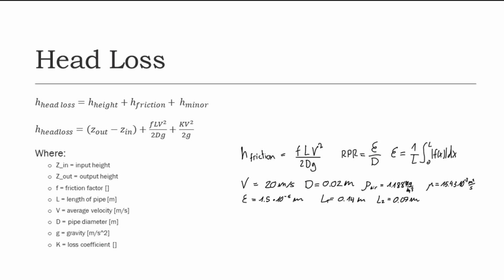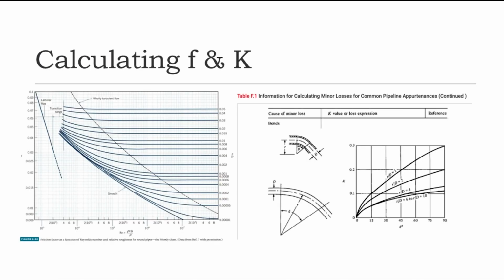Height loss stands for the difference in height. Friction losses occur due to the roughness of the tube, and minor losses are due to bends. Friction factor F is calculated by interpolating into the first figure the relative pipe roughness and Reynolds number. Coefficient K is calculated by using the radius of curvature to diameter ratio and the angle of the curvature, which can both be obtained with the figure on the right.